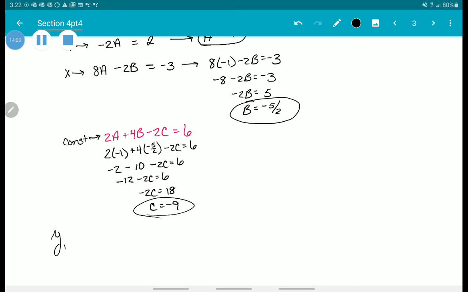So our particular solution, remember it was ax squared plus bx plus c. Our a was negative 1. Our b was negative 5 halves. And our c is negative 9.